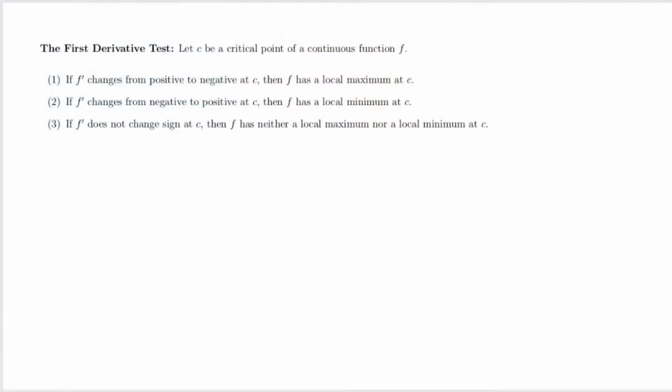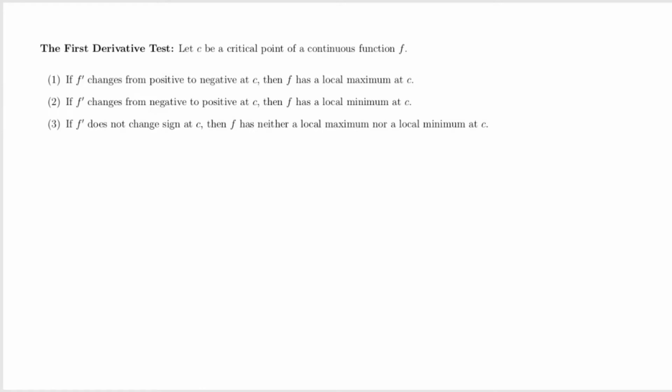Hey, today we're going to learn about the first derivative test, which is a technique for determining whether a critical point is a relative maximum, a relative minimum, or perhaps neither. And here's the careful statement of the first derivative test.